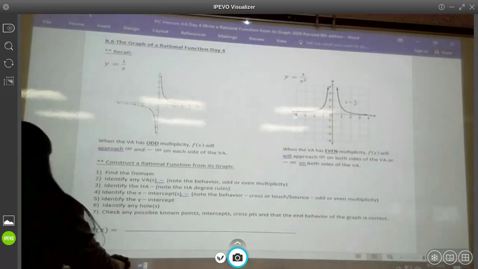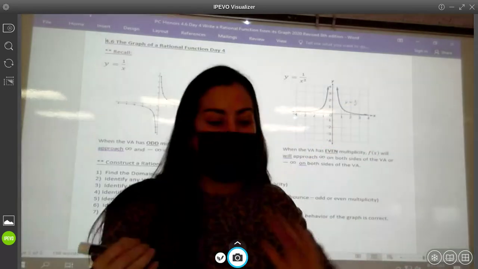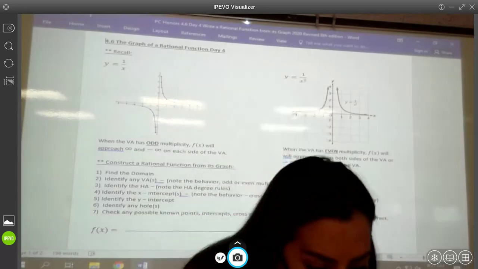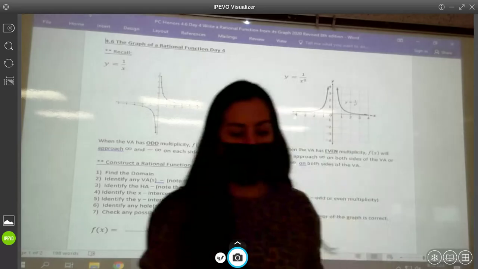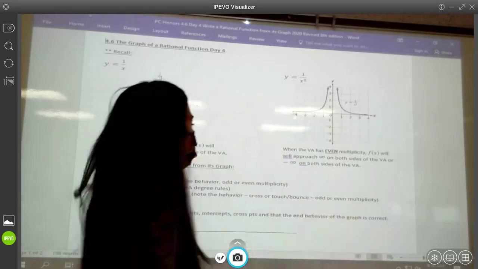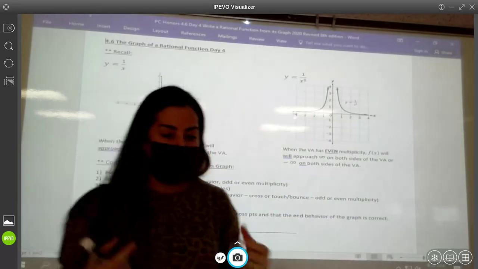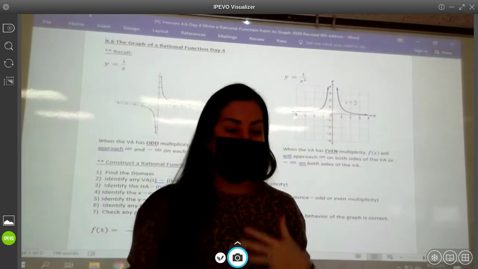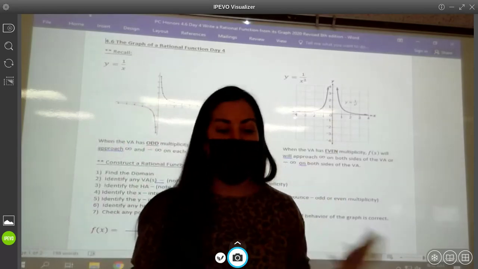So what's going to happen today is they're going to give you a rational function already graphed, and they're going to ask you to come up with what the equation of that rational function should have been. So we have to look for little clues on the graph as to how we could piece all of it together.